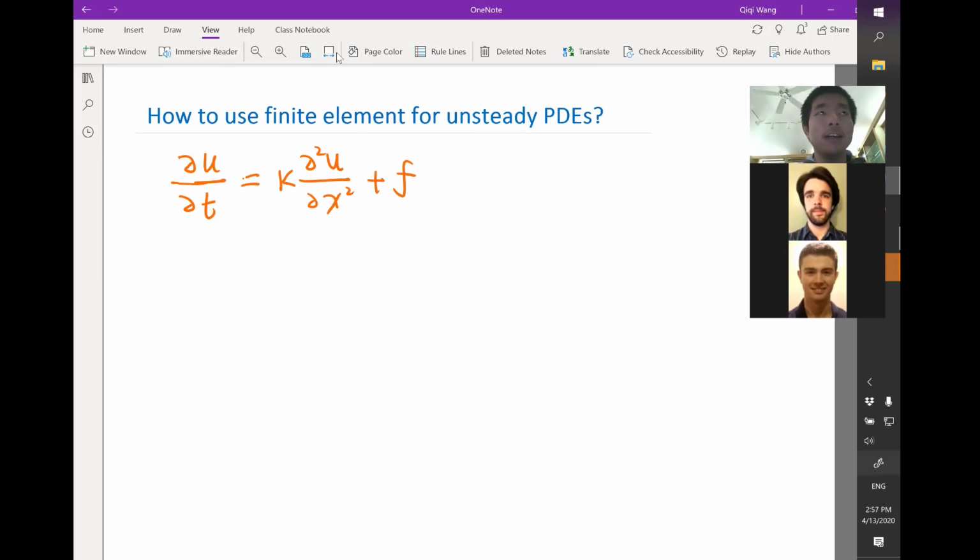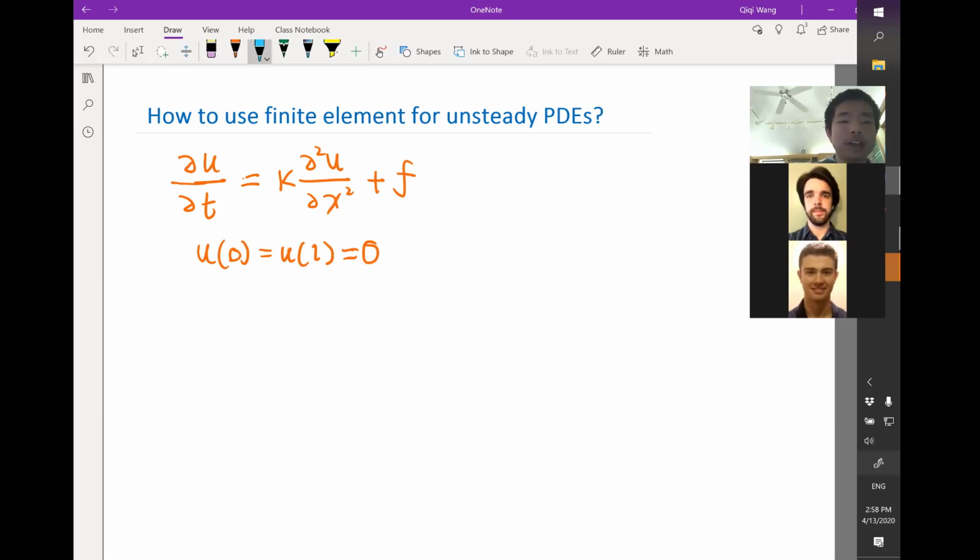Last lecture we have studied how to deal with different boundary conditions. So this time let's actually just stick to the simplest boundary condition: u(0) equal to u(1) equal to 0. You can apply the same kind of boundary conditions we studied last lecture, the Dirichlet boundary conditions, the Neumann boundary conditions, right? We can. Okay, so now given this equation, the next thing finite element does is to derive the weak form.